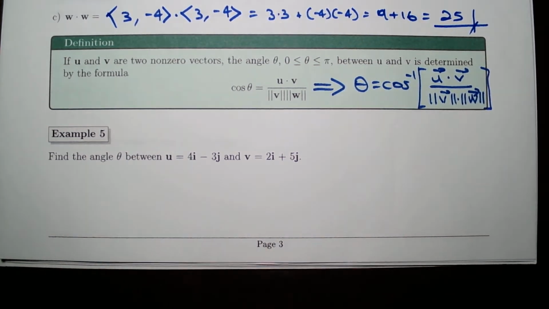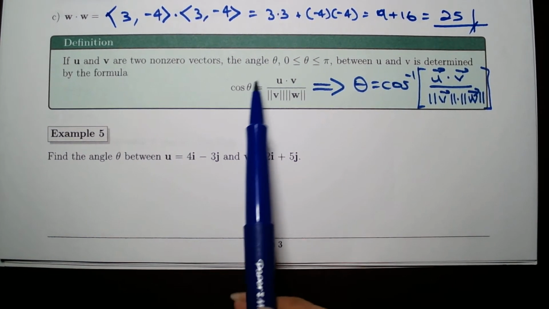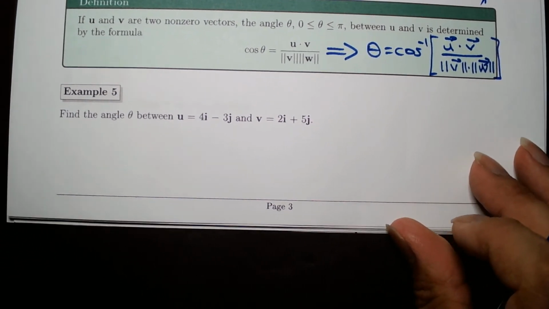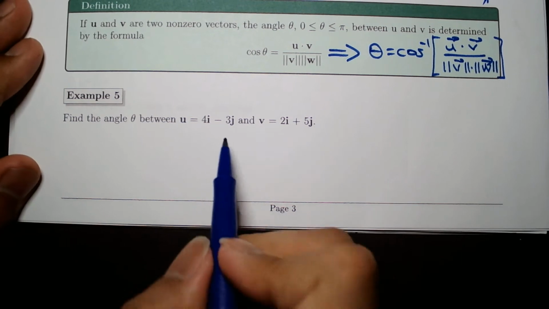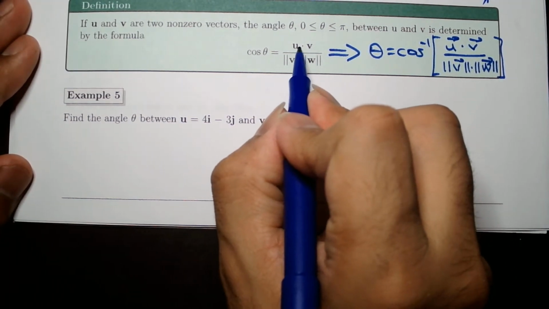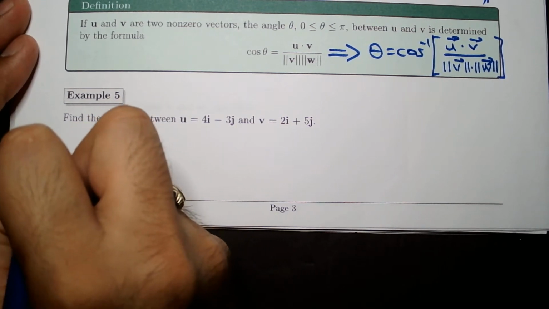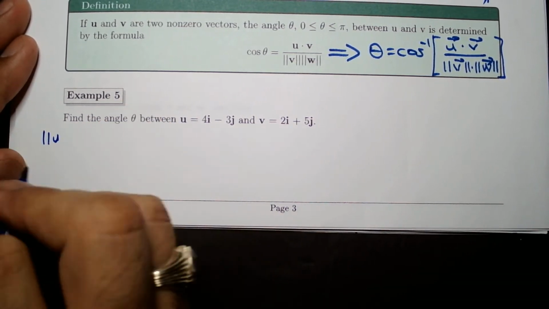That's what we get from here. But typically this is how the formula is presented. Find the angle theta between u and v. These are the two vectors. What do we need? We need to find the dot product, but we need to find the magnitudes first. So let's find the magnitude of the vector u.